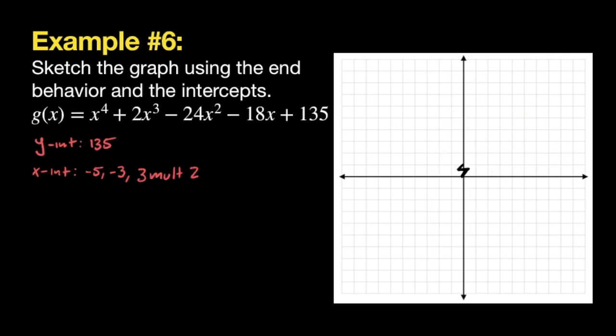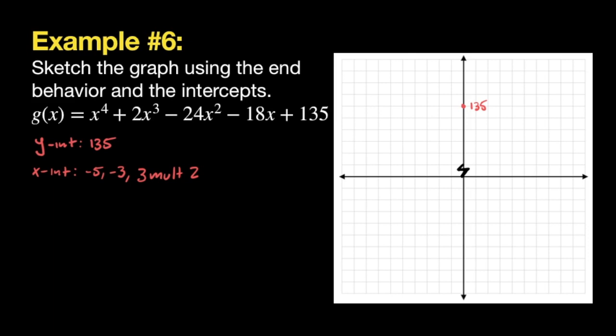For example 6, I have already provided all the information. So in this case, we have an even function because we have x to the fourth power, and we know that the coefficient in this case is going to be positive. So we know that this needs to be opening up. Now we're just going to put our points. So once again, the y-intercept is too large, so we're just going to scale it. So we have 135 there.